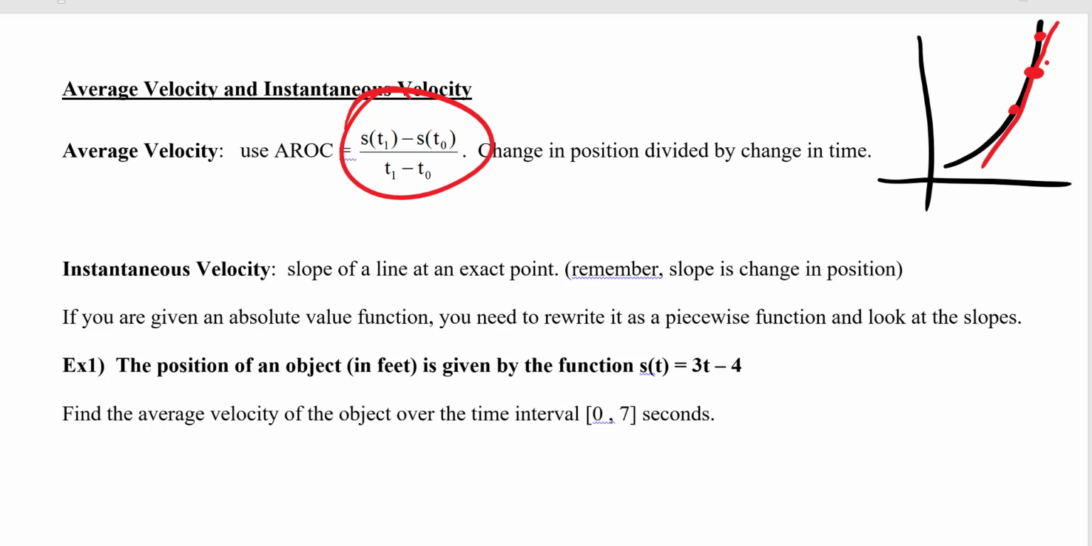So that's all you're doing. We're not even going to do the limits for this one. When I'm talking about instantaneous, we're going to look at slope.